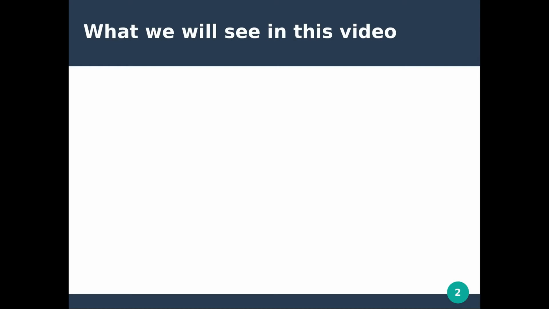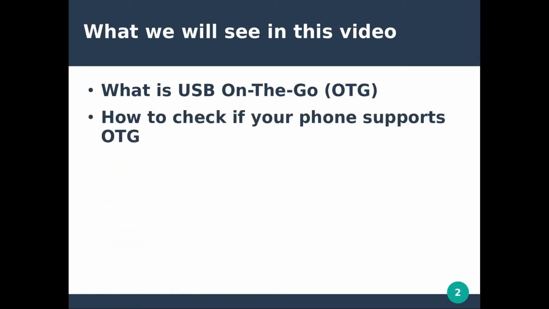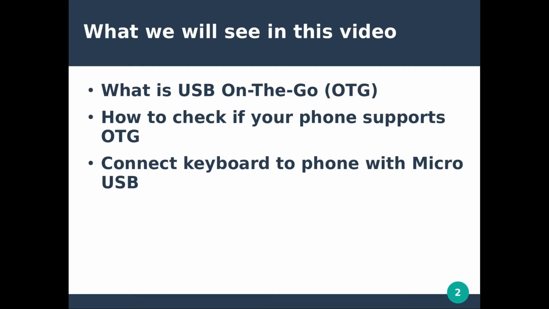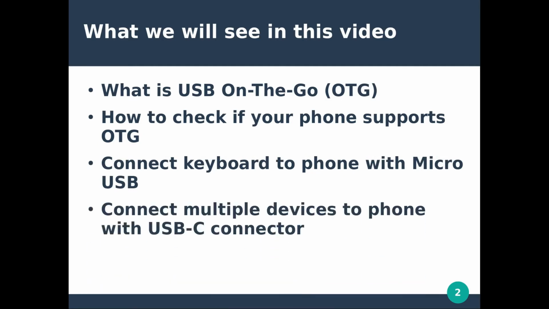We will see in this video what is USB on the go, how to check if your phone supports OTG, connect keyboard to a phone with micro USB, connect a phone which has a USB-C connector, and some other ideas.